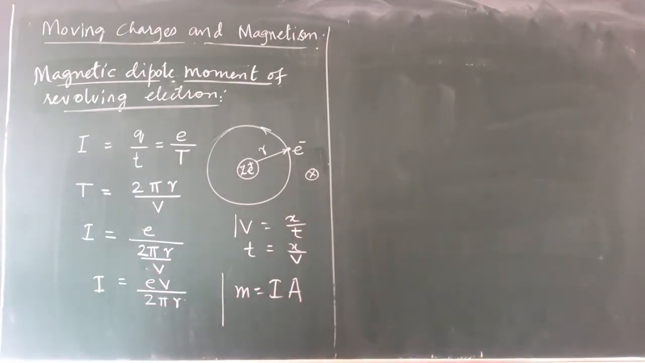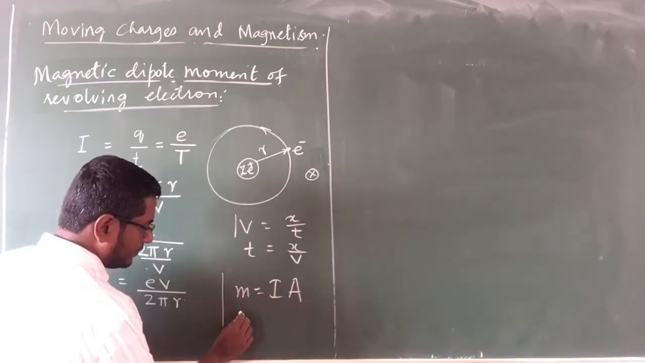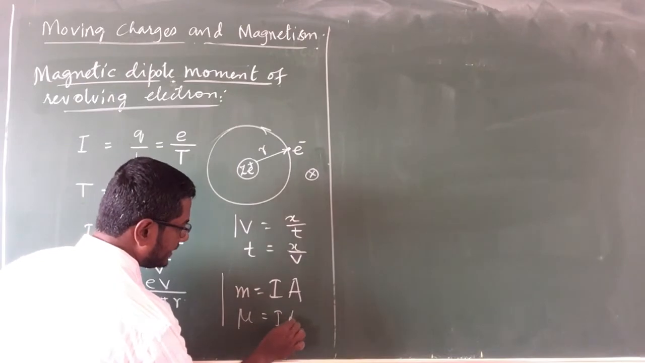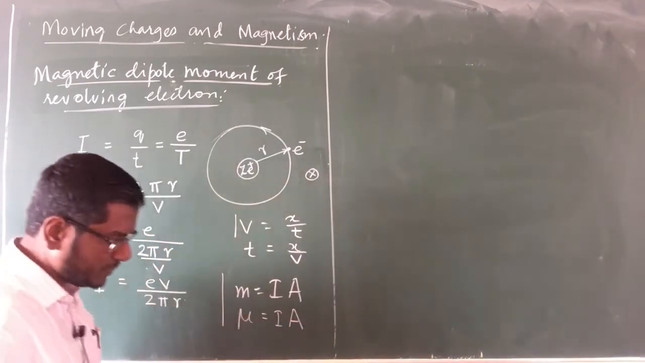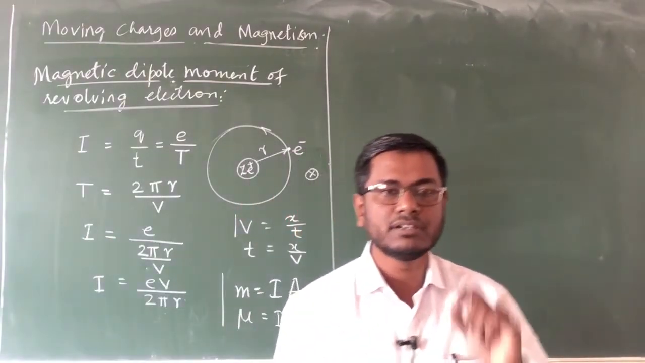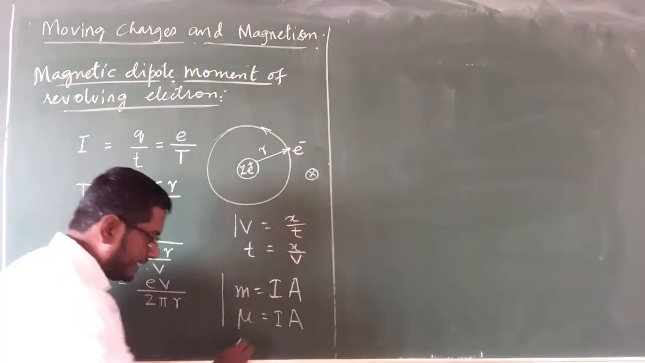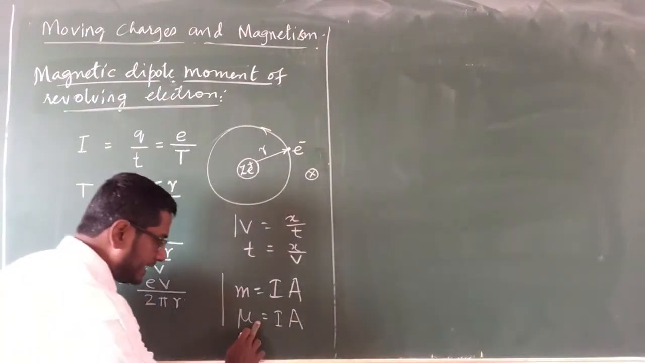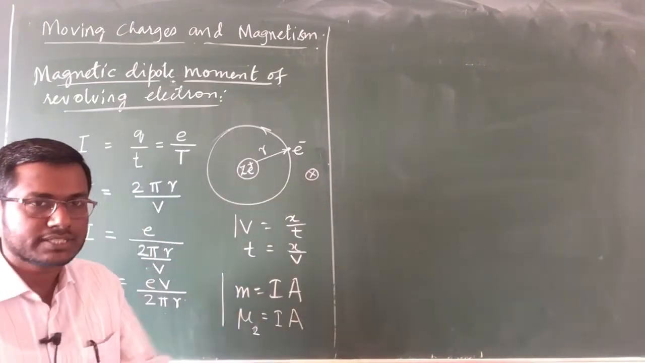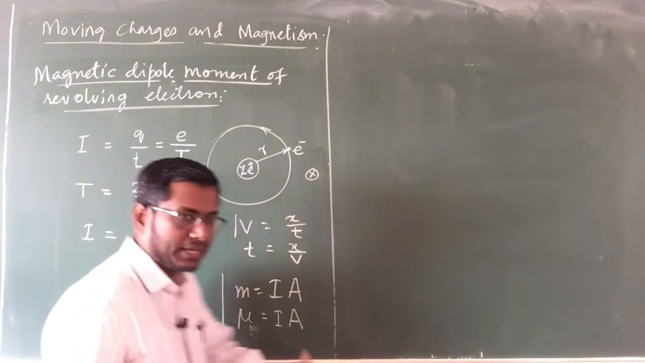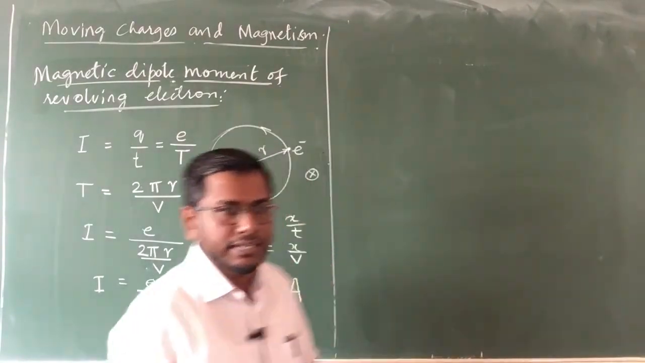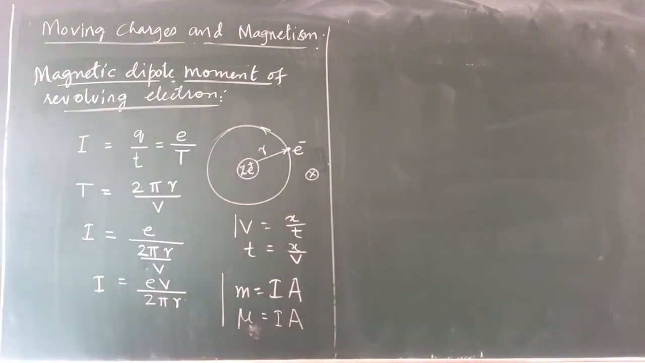That is the equation for the magnetic dipole moment, which will be denoted by mu, and that mu will be again I into A. Now this mu represents a microscopic magnetic dipole moment. If I take it as mu 1, I am talking of the first orbit. If I take it as mu 2, I am talking of the second orbit. Likewise, I can apply that mu for any electron in any orbit in any atom.